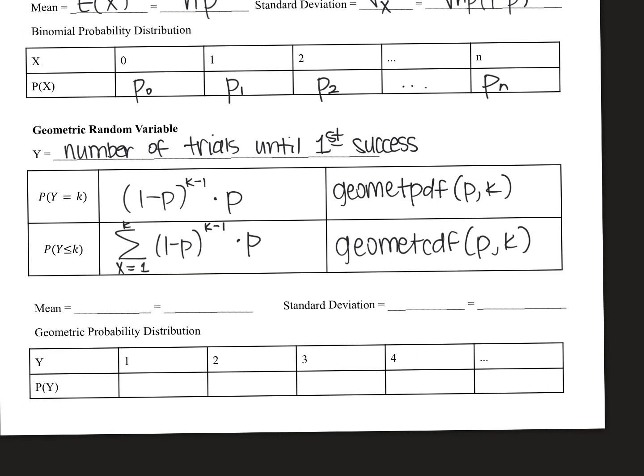So the mean, the expected value of y, is 1 over p. Standard deviation is the square root of 1 minus p all over p. When it comes to the table, we don't really do one here since there's no end to the table. It would just be probability 1, probability 2, probability 3, probability 4, and you would just keep going.